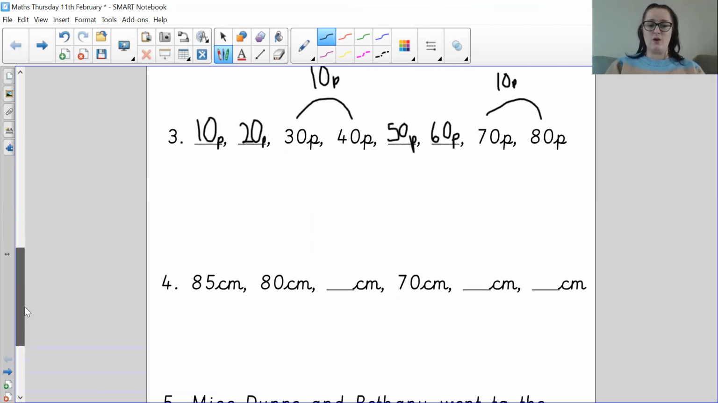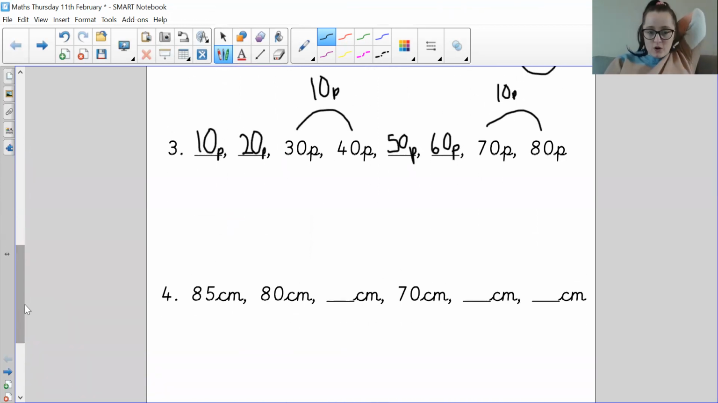Let's have a look at this next one, number 4. Now, in number 4, it's another one, and I'm looking at a different way of measuring. It is in centimetres, okay? So I've got 85 centimetres, 80 centimetres. So it looks like I'm subtracting 5 centimetres each time, doesn't it?